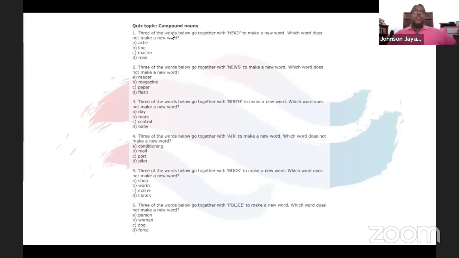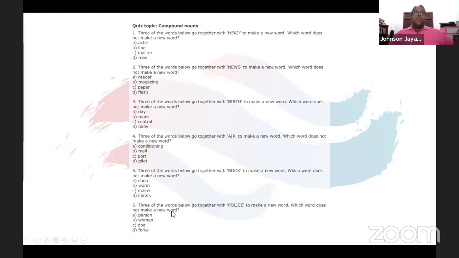Okay, what you need to do is, 3 of the words below go together with the given word, okay? So what are compound nouns? This is where 2 or more words are put together to make a noun or a word, okay? So now you have a word here, head, and then you have the other words here. So which of these words will not connect with this word, okay? That's what you do. So for example, let me do the first one. You can have headache, you can have headline, you can have headmaster, but you can't have headman. That's incorrect. There's no word like that, headman. So the incorrect word is man here.